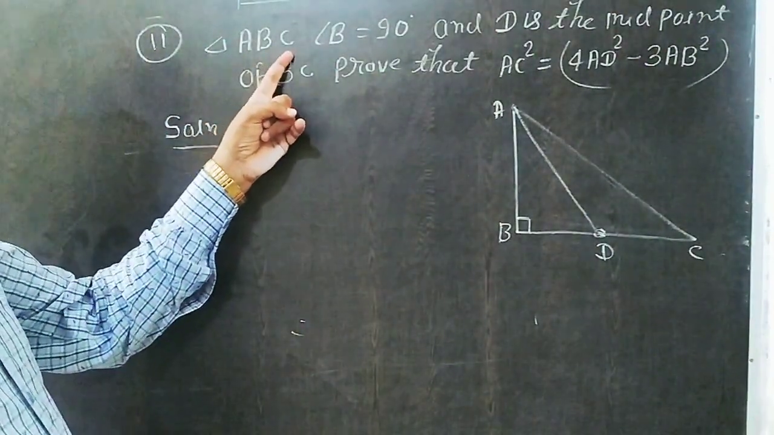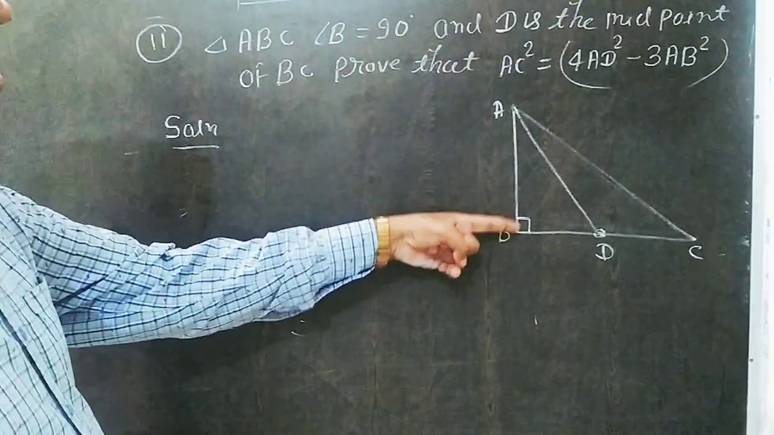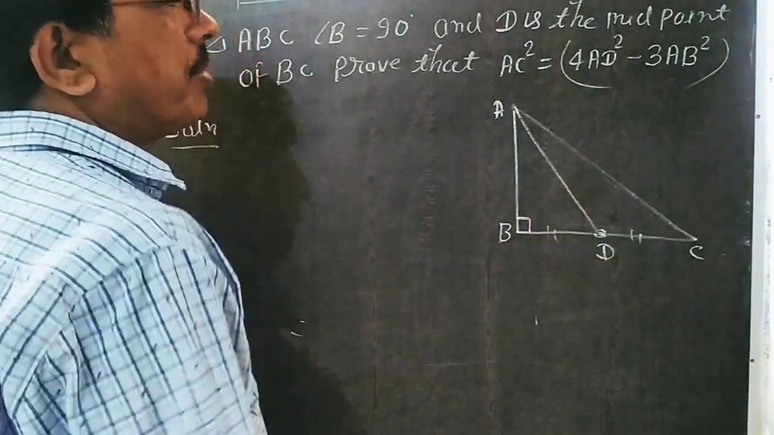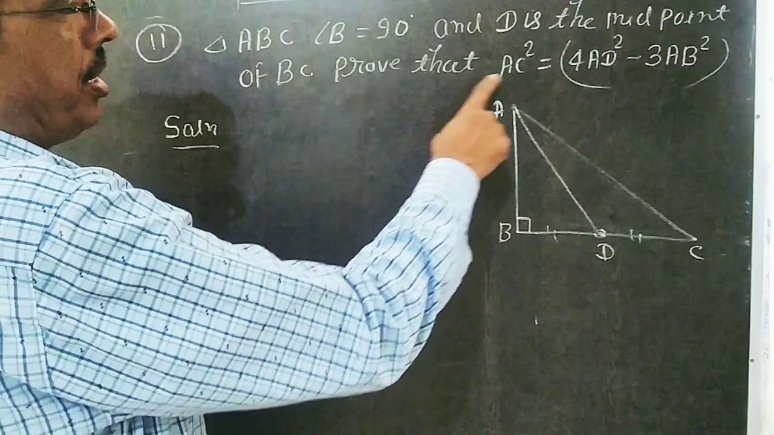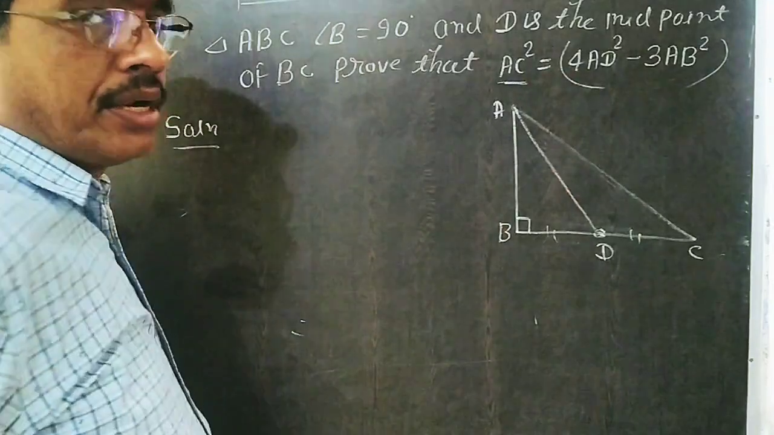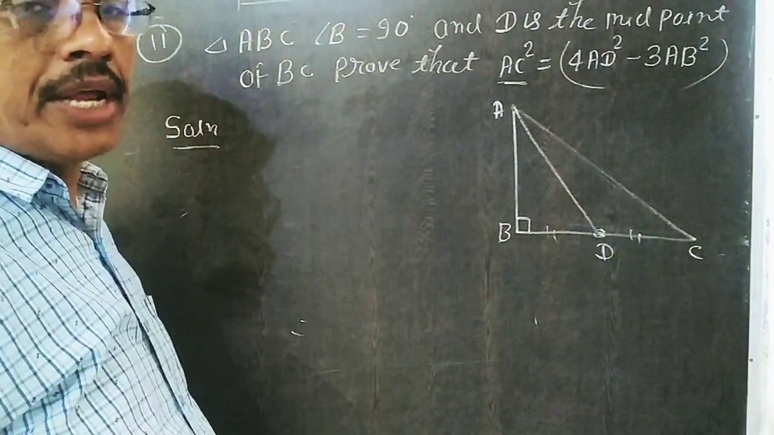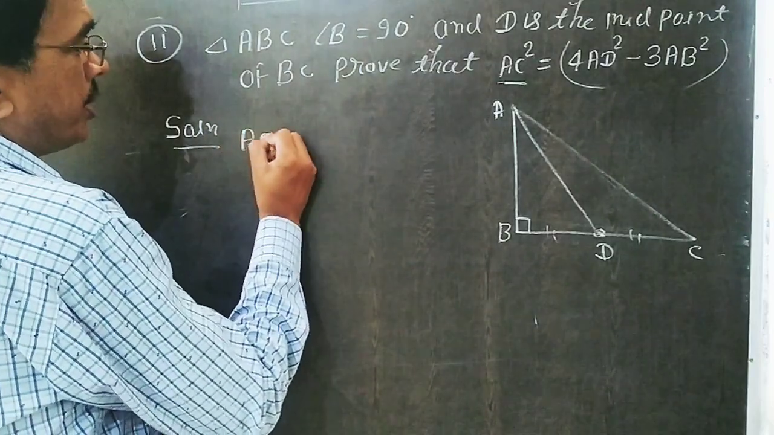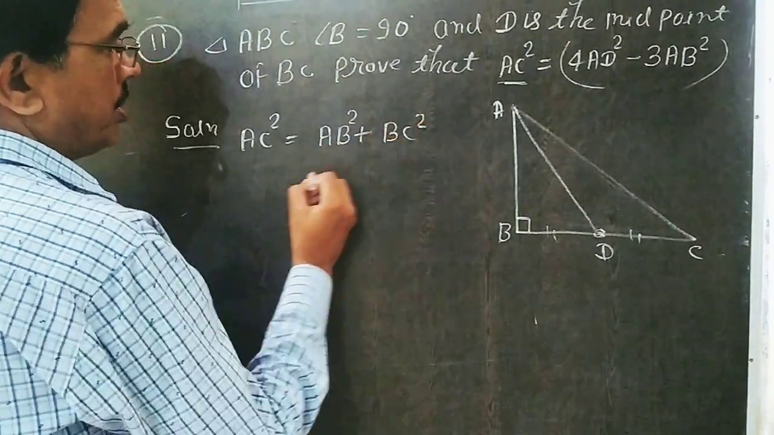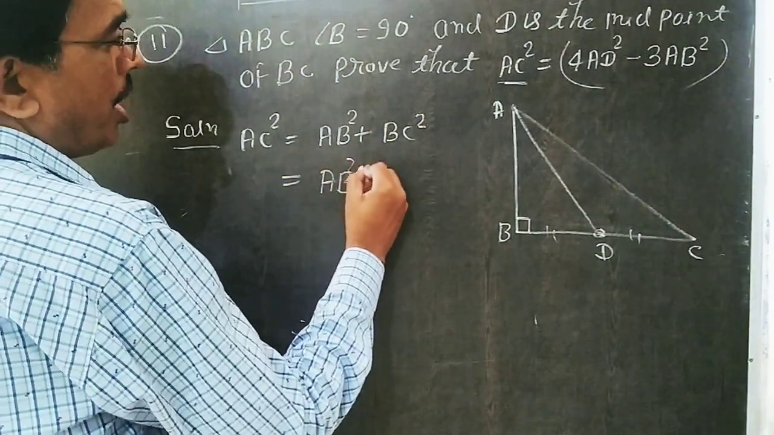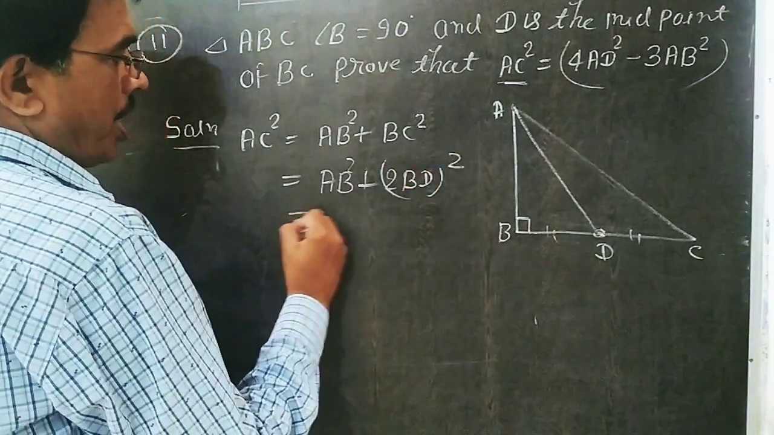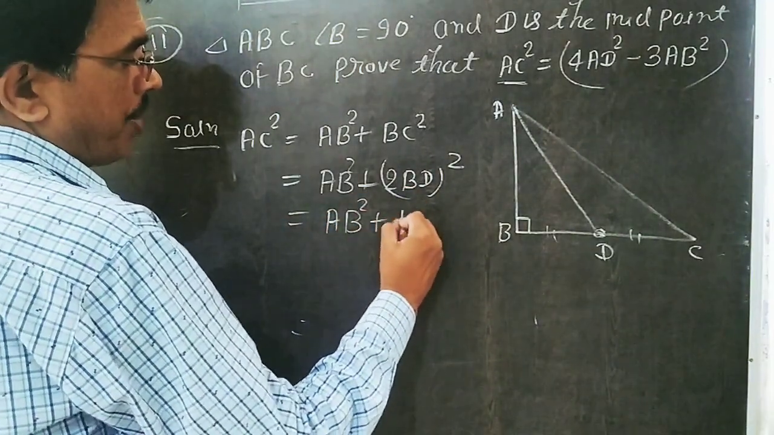In triangle ABC, angle B is 90 degrees and D is the midpoint of BC such that BD is equal to DC. Prove that AC square is equal to 4AD square minus 3AB square. Dear student, you are required to find AC, and AC is the hypotenuse. So first you find AC square, and this AC square is equal to AB square plus BC square. Next, it is AB square, and this BC square is equal to 2BD whole square, and then it is equal to AB square plus 4BD square.